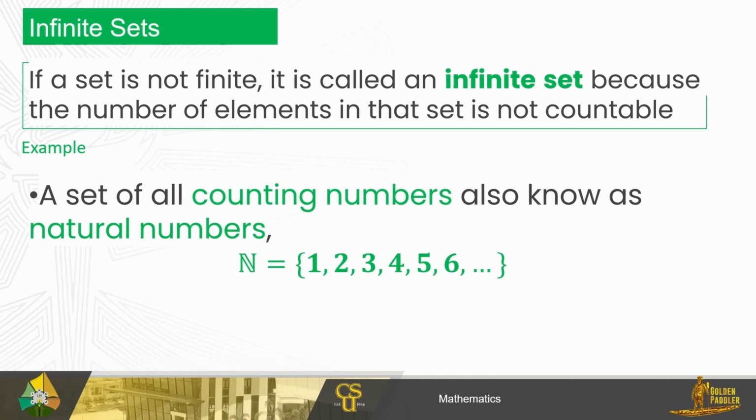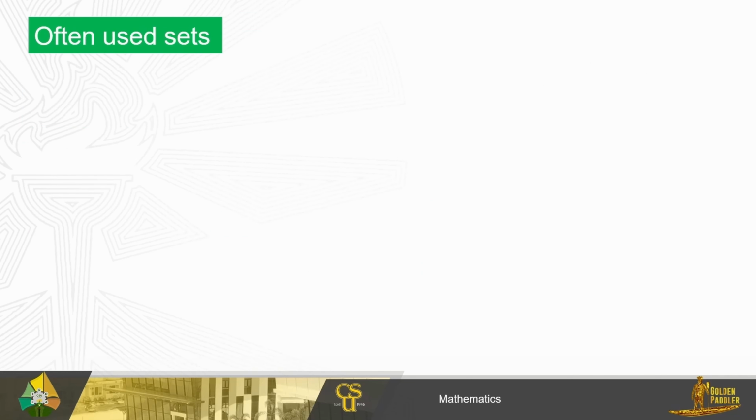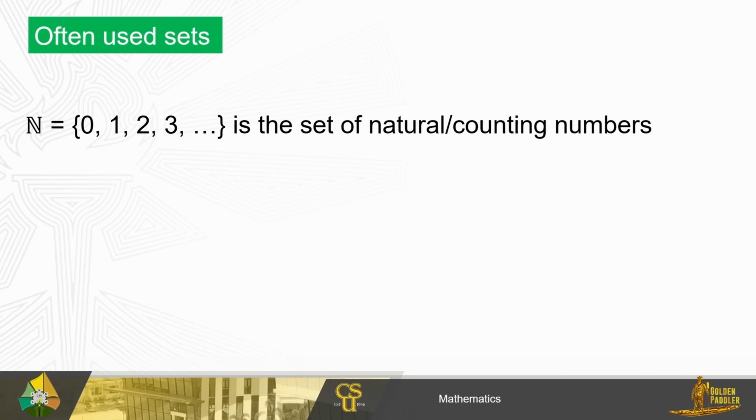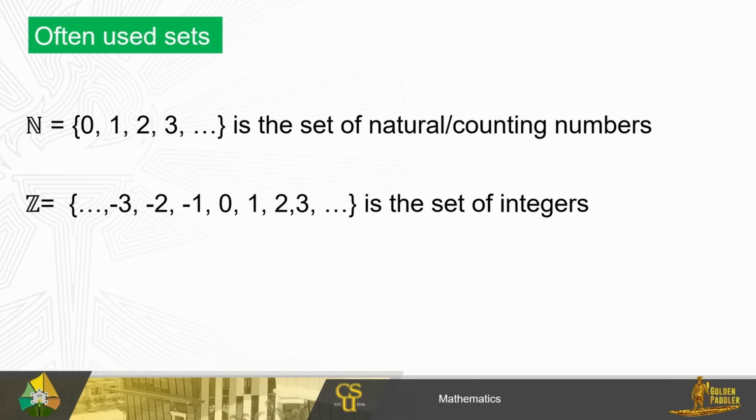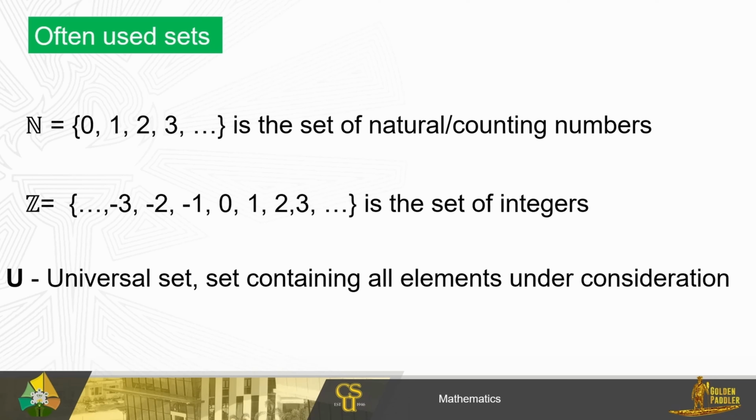These are the sets that are often used. We have again the natural numbers or the counting numbers. We have the set of integers. We have the negative whole numbers, 0, and the positive whole numbers. We also have here the set U called the universal set. This set contains all the elements under consideration.